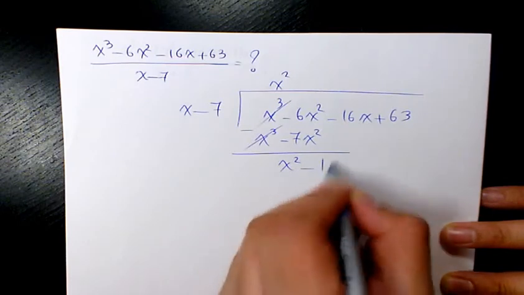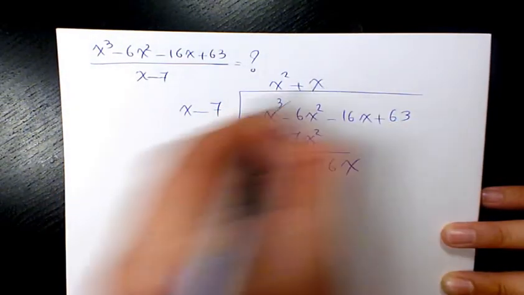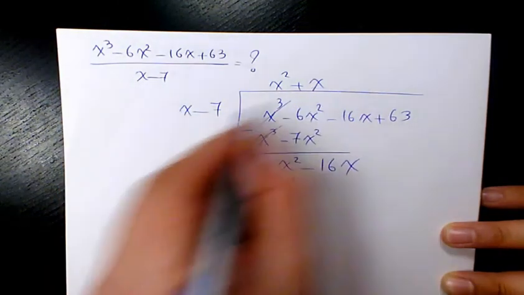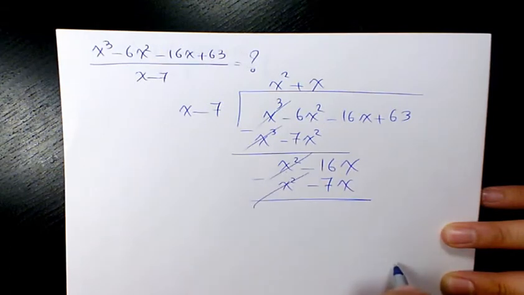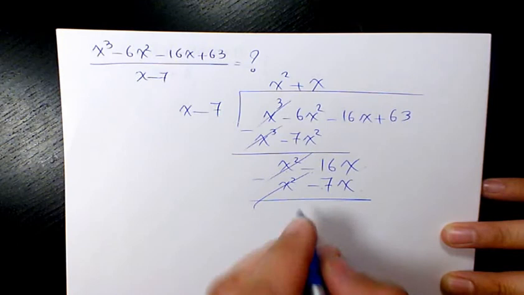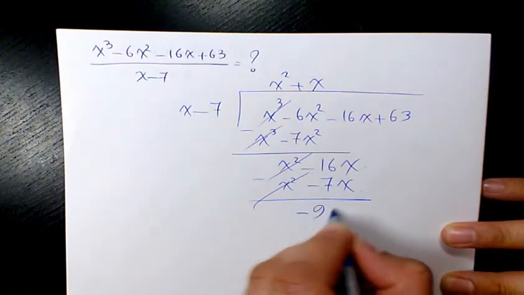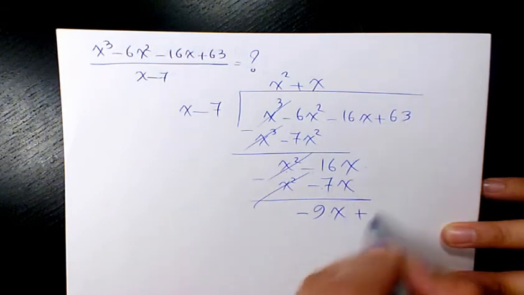Bring the next down, negative 16x. X squared divided by x, x. X times x, x squared. X times negative 7, negative 7x. When you subtract it, it's going to cancel out. Negative 16x minus negative 7x will be negative 9x. Then you bring the next number down.